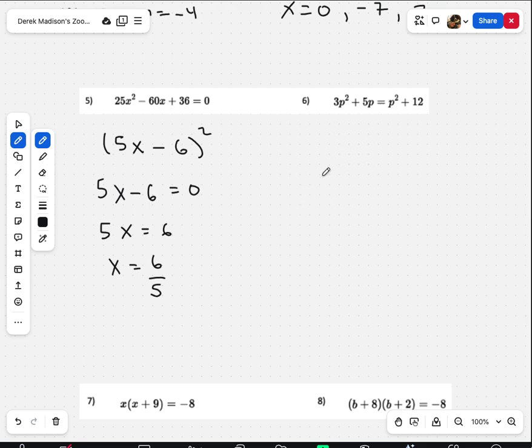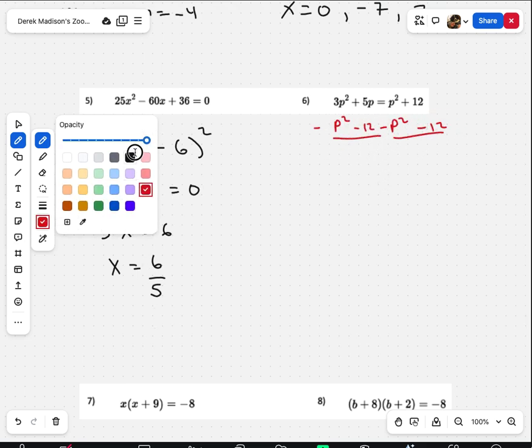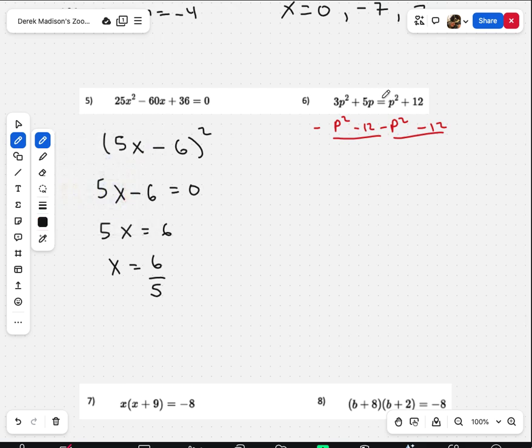So this one is a bit more involved. For this one, let's get everything over to one side. So I have squareds on both sides. I'm going to subtract p squared because I see if I go this direction, it's going to come out positive, and I might as well bring that 12 over while I'm here. So not my best handwriting there, but hopefully you can see p squared minus p squared, so that's gone, plus 12 minus 12, that's gone.